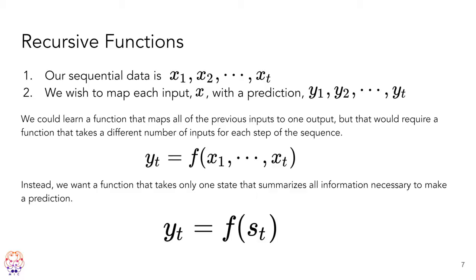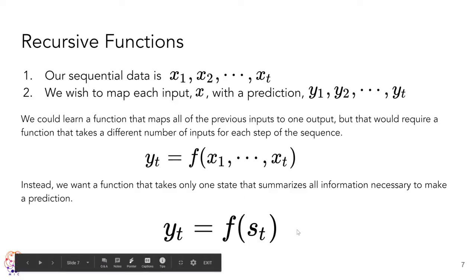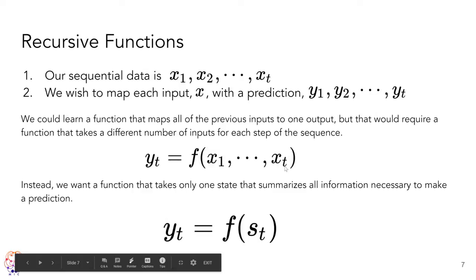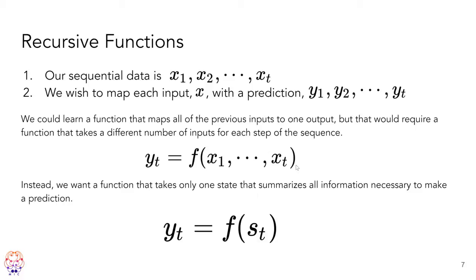So we have yt equals f of st. And now st is what's called a state. It summarizes all the information necessary in order to predict yt. So what is that information? Well, we have another function learn that for us so that we can use it to predict yt. So we take x1 to xt, put it through something, and it spits out a state. We take the state, put it into another function, and it produces our output.